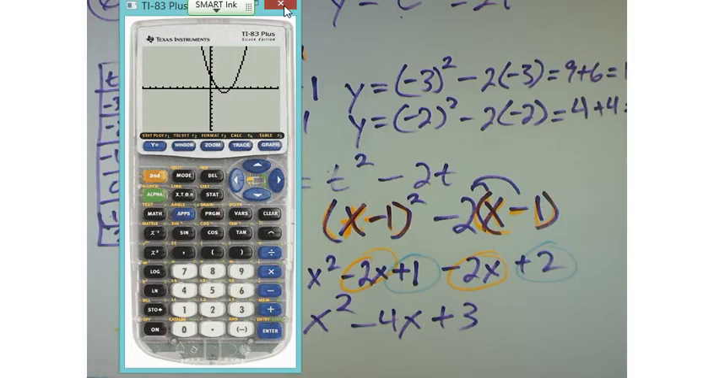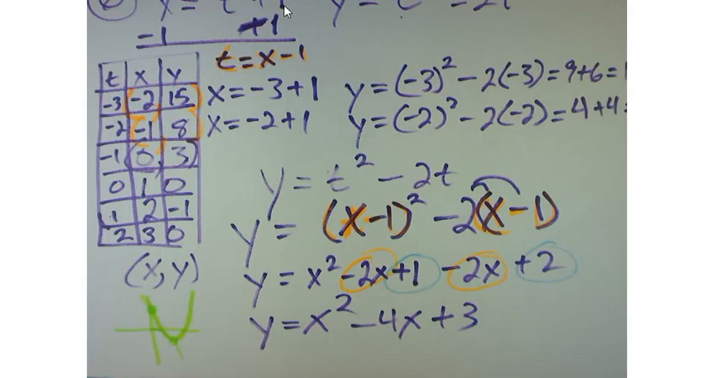That was part B. Let's see what else they want us to do. For part C, graph the relationship in the XY plane. Well, we already did that. And it looks like this. Okay? Any other questions?